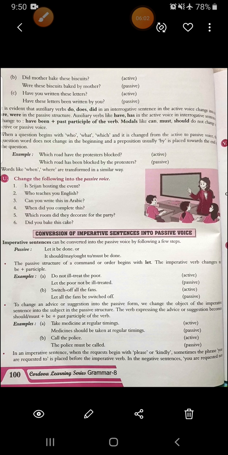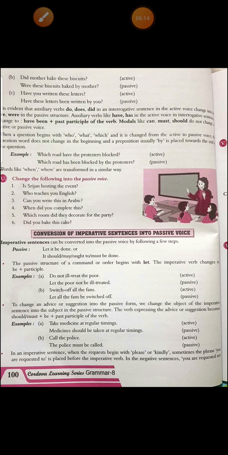Third, can you write this in Arabic? Can this be written in Arabic by you? Then fourth, when did you complete this? When was this completed by you? Fifth, which room did they decorate for the party? Which room was decorated by them for the party? Sixth, did you bake this cake? Was this cake baked by you?